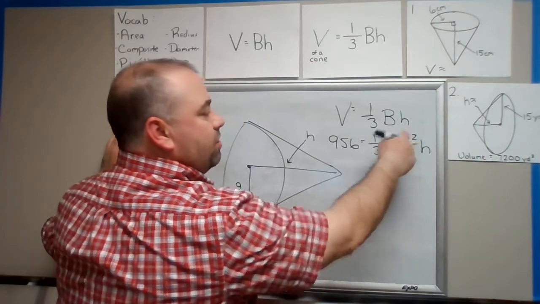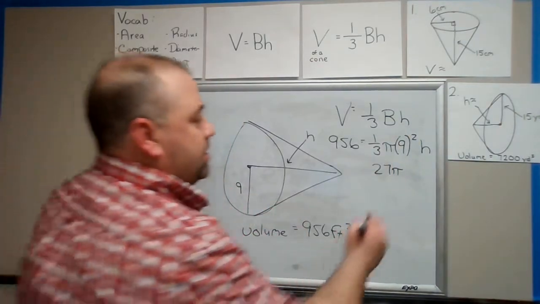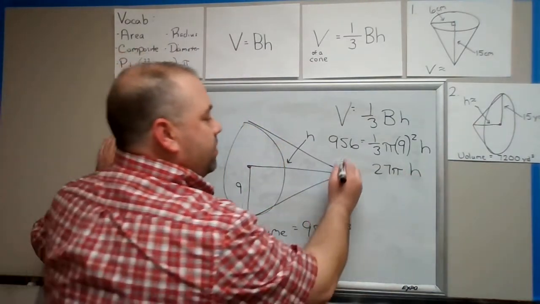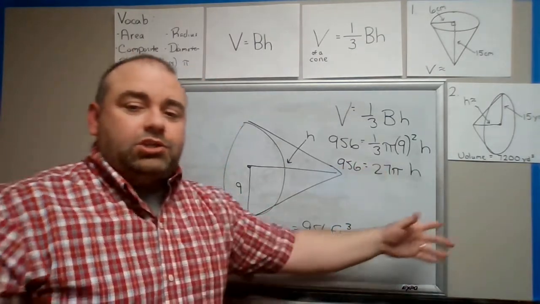That's basically 1/3 of that. 81 into thirds is 27. So 27 pi times h still. I don't know h, so I'm going to leave that alone. And I still know my volume, but it hasn't changed. 956. Now what do I do if I want to get h all by itself?